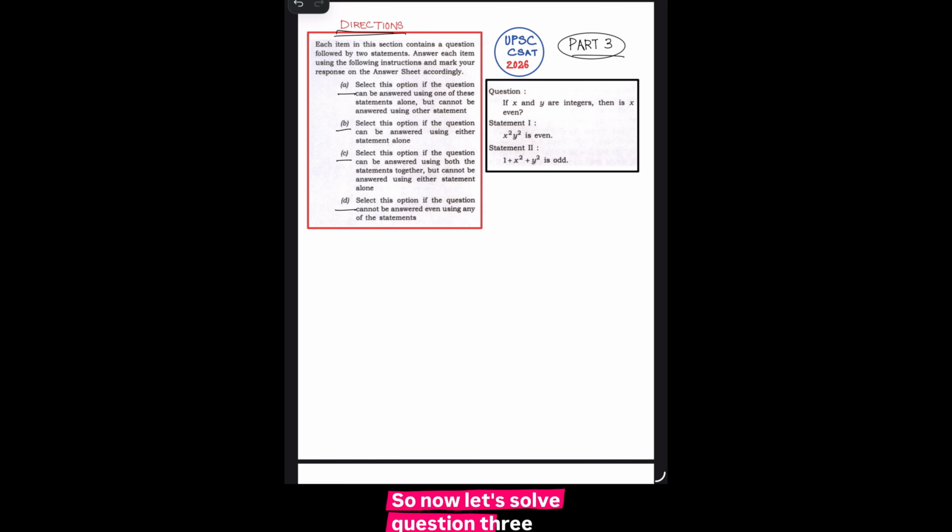So now let's solve question 3. The question goes like this. If x and y are integers, then is x even? We are given two statements based on which we have to identify the correct answer option.